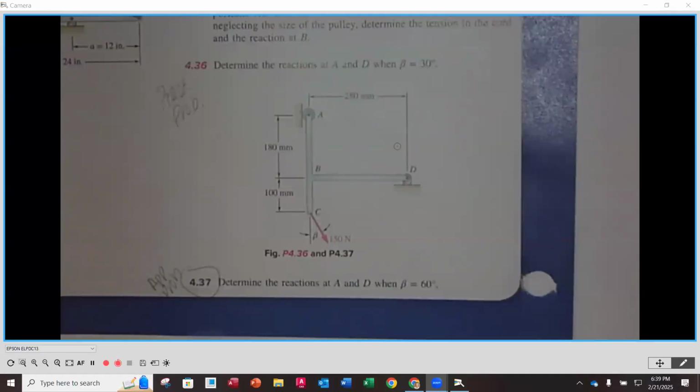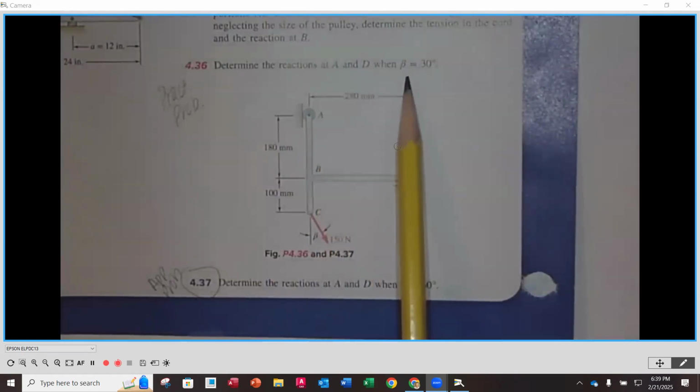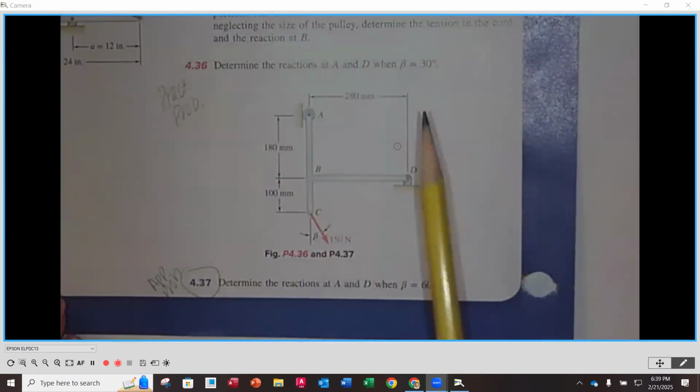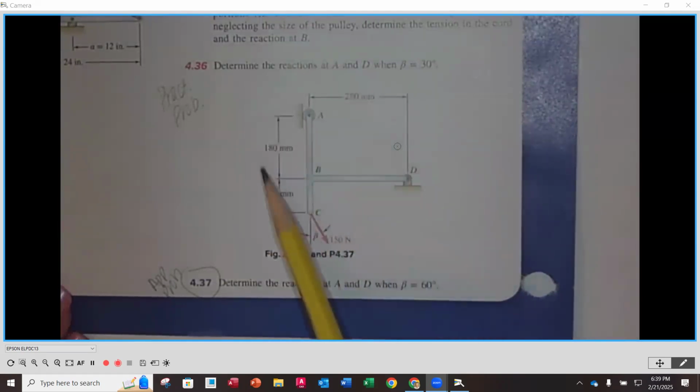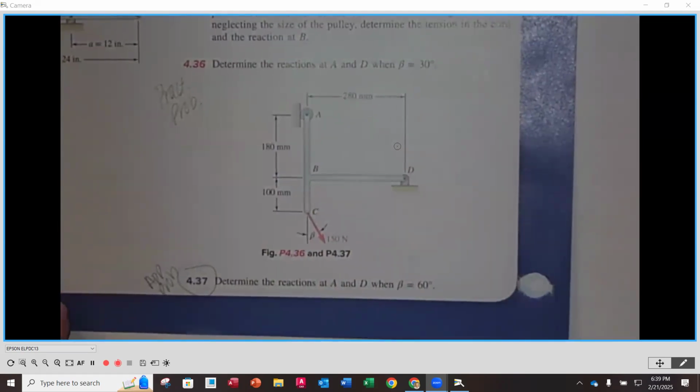Okay, the last problem in our guided notes is number 436. It says we want to determine the reactions at A and D when beta is equal to 30. The illustration we're looking at is right down here. Beta is the angle that the 150 newtons makes with point C. So this is an applied load, and beta is the direction of it.